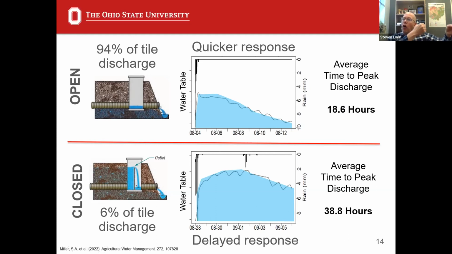Looking across all the events that we captured, about 17 or so for this field, we saw that when the system's fundamentally open, it takes on the order of about 20 hours from rainfall to peak tile flow, whereas for the system being closed, about 40 hours. So it took about double the amount of time for this system to respond under a closed system.